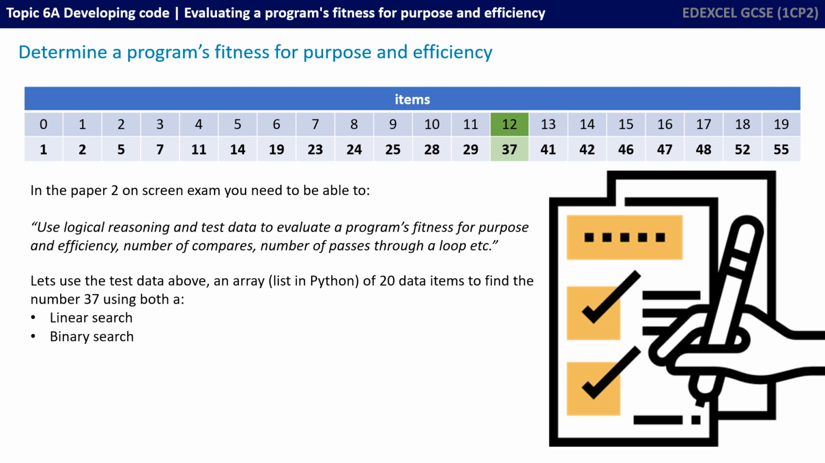So we're going to use the test data above. So this is an array, or more appropriately a list in Python. It's called items and it contains 20 data items. And we want to find the number 37, which exists in the 12th location, or should I say the 13th location, but at index 12, because of course we start at 0. And we're going to try and find it using a linear search and a binary search, and prove which one is better and more efficient by actually writing some code in the algorithms.